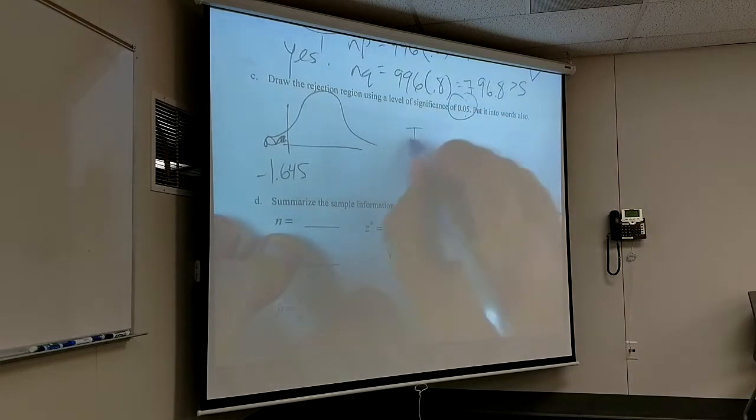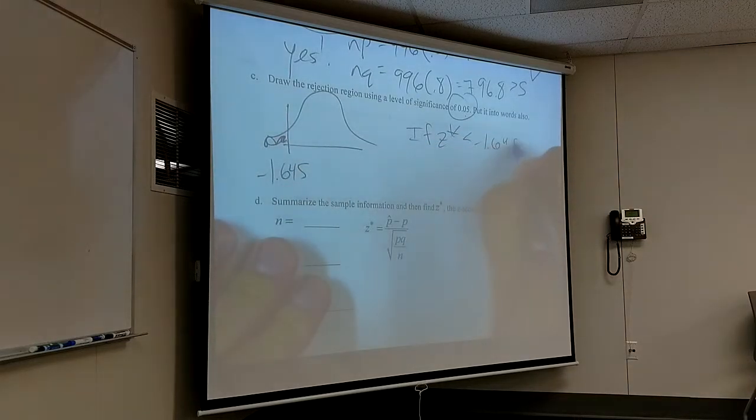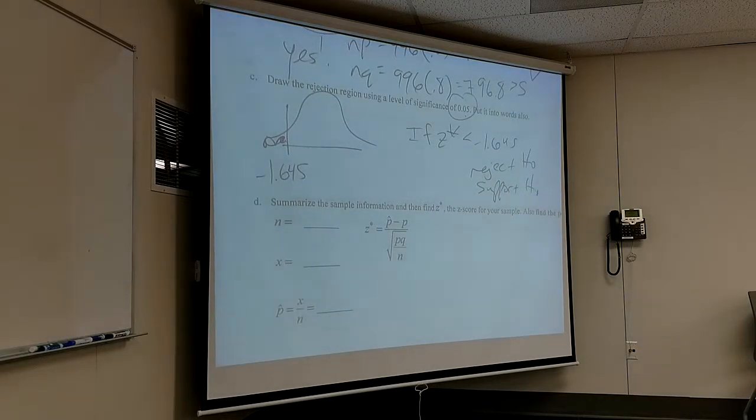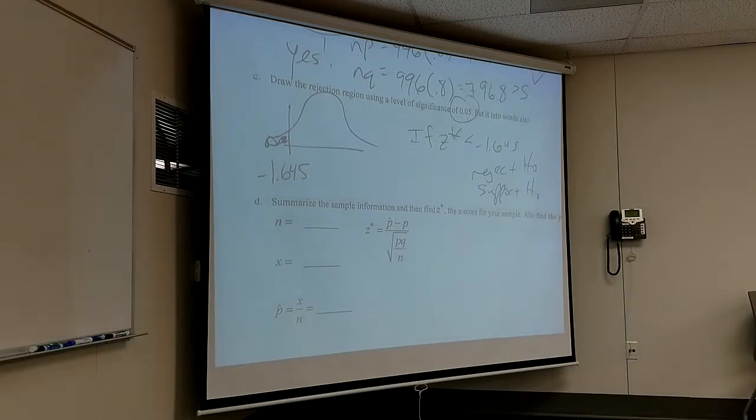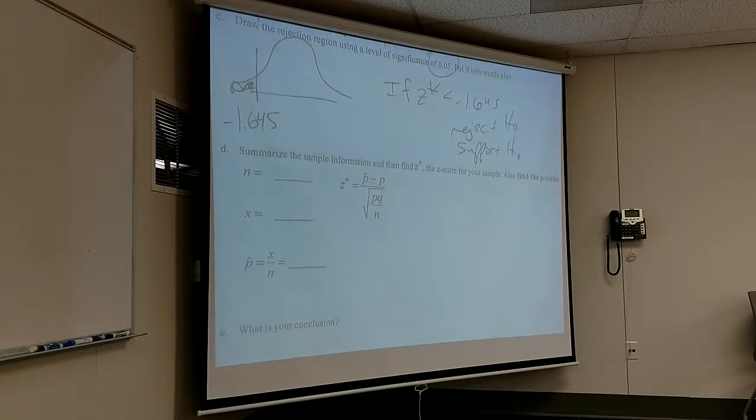I like it. So how do I say this in words? If z star is less than negative 1.645, we can reject this guy, support the other guy. You guys try part D on your own. I've kind of stepped it out for you.